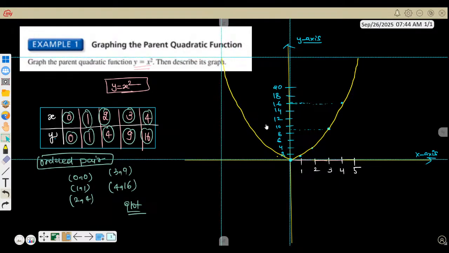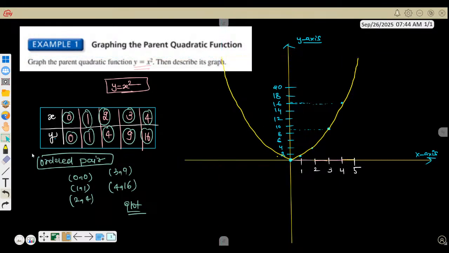So this is the exact format of your graph, and this is the graph of y is equal to x square. Did you understand how to make the graph of y is equal to x square, to the power of 2? Yes.